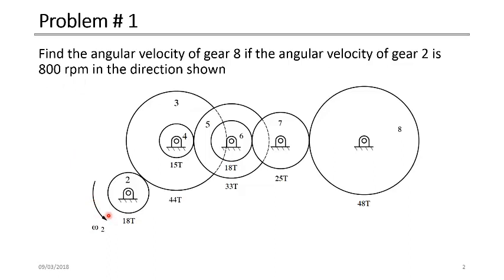As you see here, we have a kind of complicated gearbox or gear train, but all the number of teeth are given for all the gears, and the angular speed of the first gear is given, and it is required to find the angular speed and direction of the last gear, number 8.